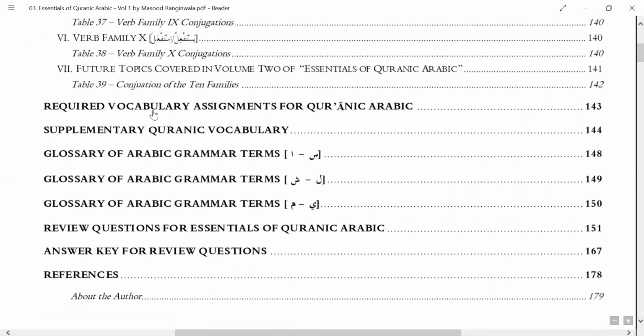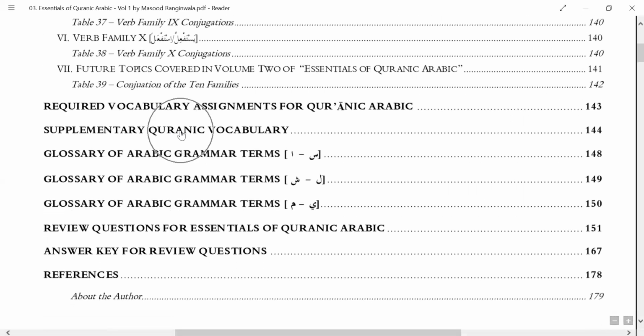After this, you just have some vocabulary assignments. For each lesson, if you see at the end of the book, there are some assignments with answers. So once we complete some chapter, whichever assignment is there, I will ask you all to go through it and solve it, and then we will look over the answers later on.